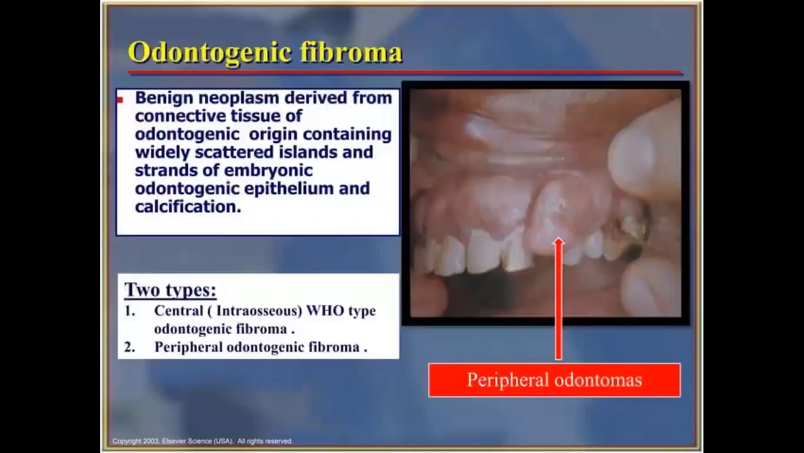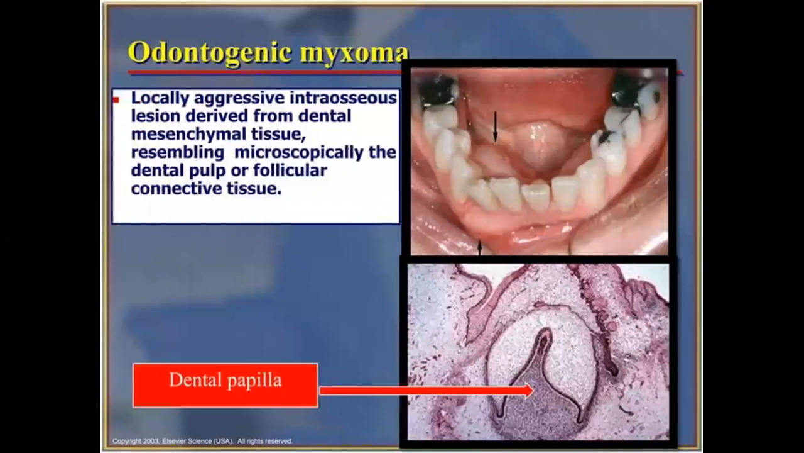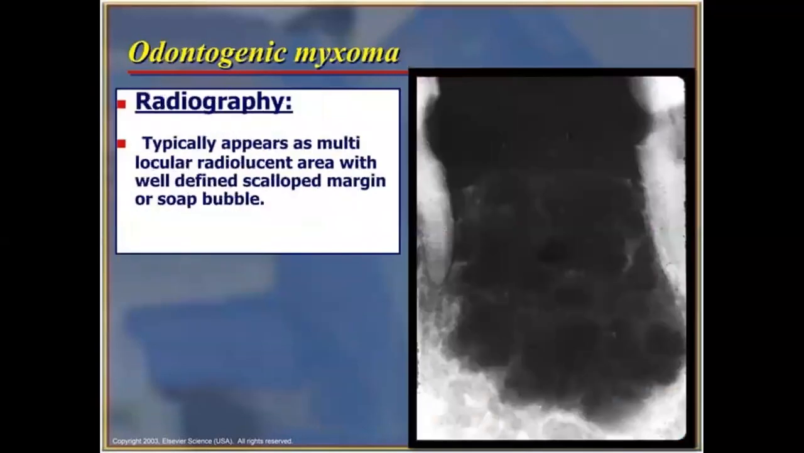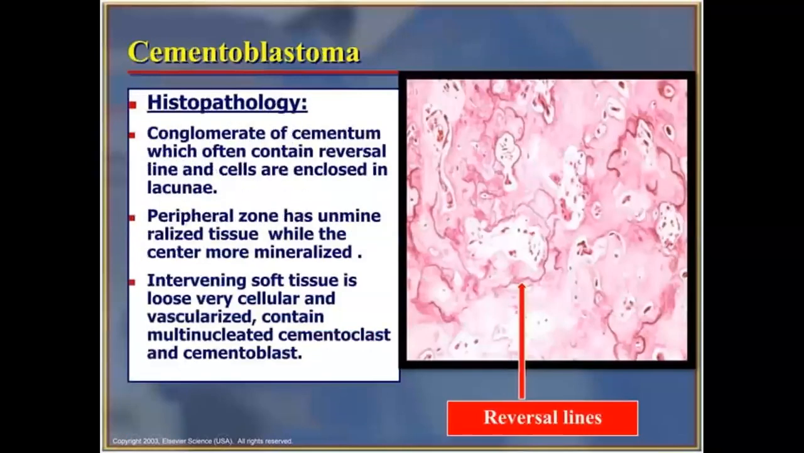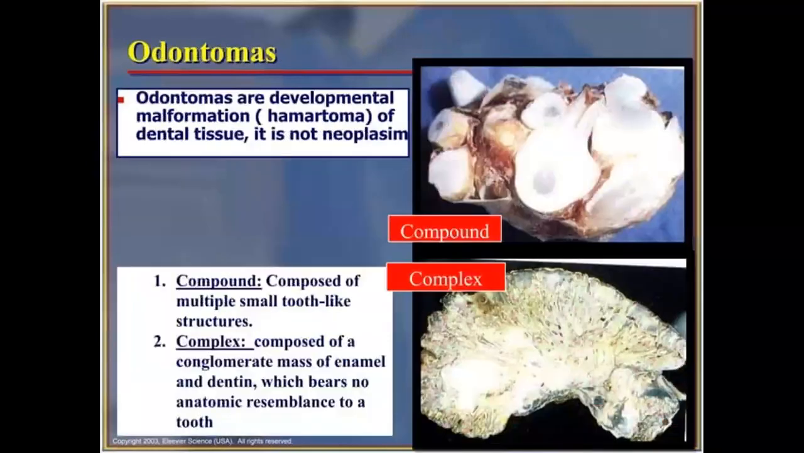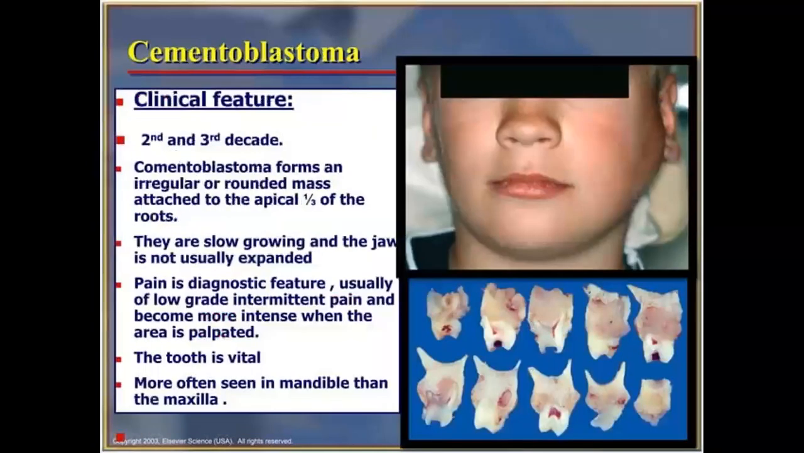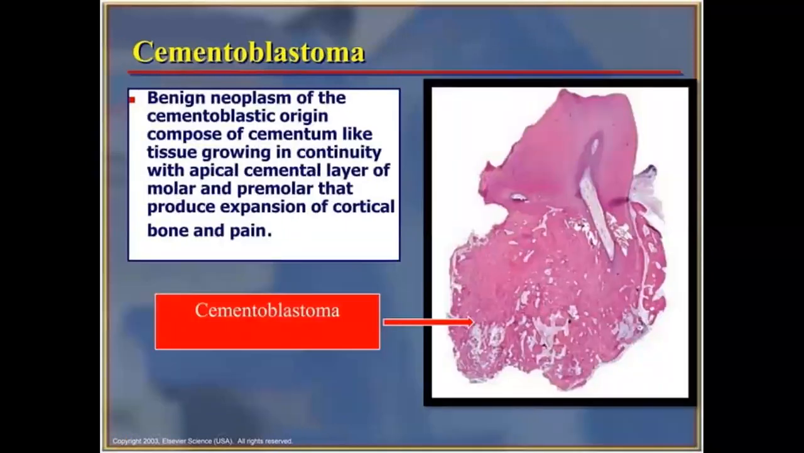So, another thing that I would like to give information on is odontogenic myxoma. In radiography, it typically appears as a multilocular radiolucent area with well-defined scalloped margins or soap bubble appearance. So soap bubble is dominant. Cementoblastoma is also a typical tumor that could be seen.